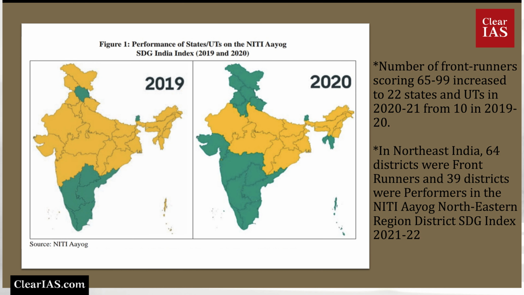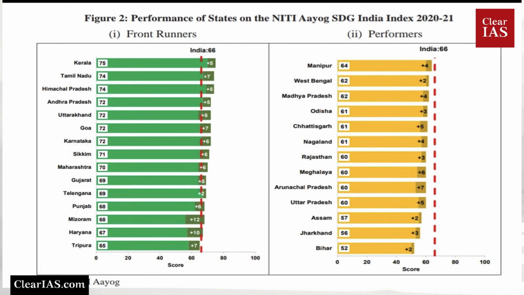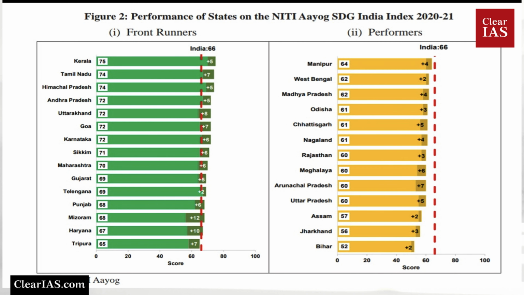In Northeast India, 64 districts were front runners and 39 districts were performers in the Niti Aayog Northeastern Region District SDG Index 2021-22. This figure shows the performance of states on the Niti Aayog SDG India Index 2020-21.